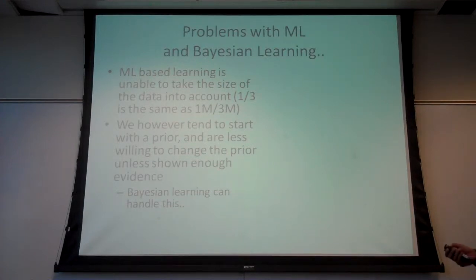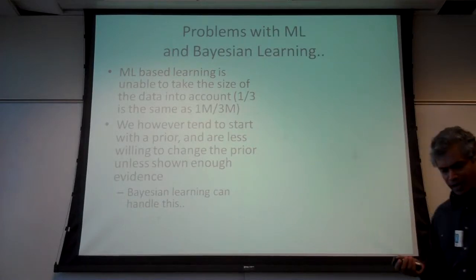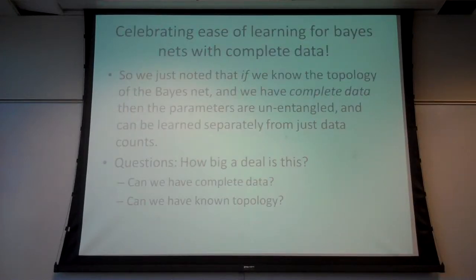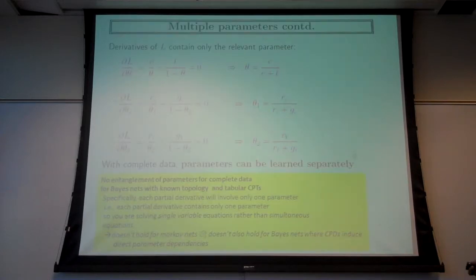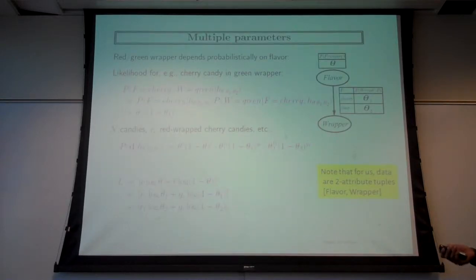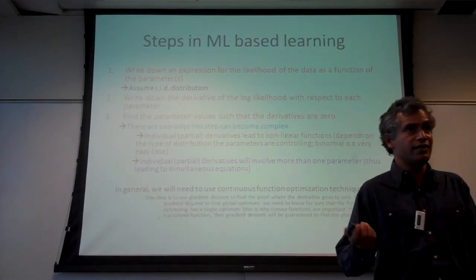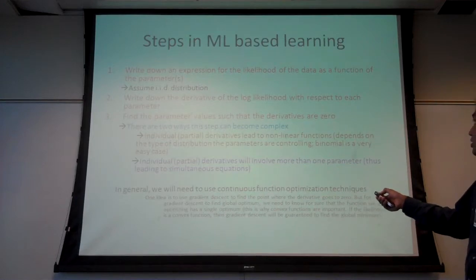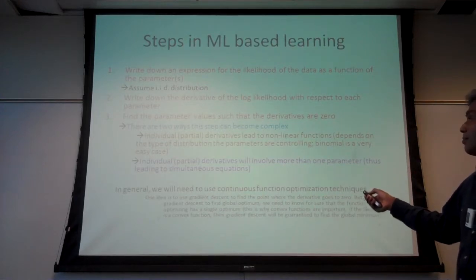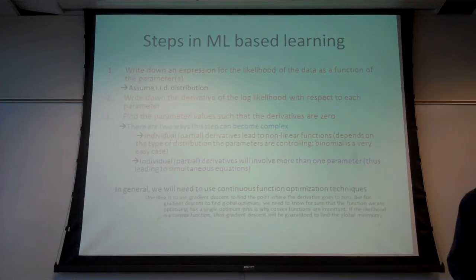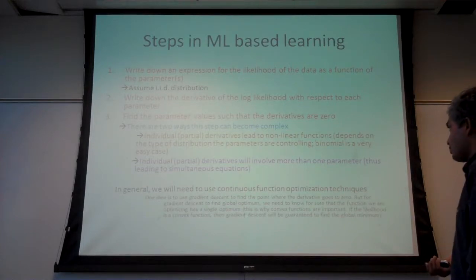So we talked about maximum likelihood-based learning last time, and we looked at both the discrete case, single parameter, and the discrete case, multi-parameter. The steps were: you write down the expression for the likelihood, you write down the partial derivatives with respect to the parameters, and you equate the derivatives to 0. In essence, what you're trying to do is find the maximum of the likelihood function. One way of doing that is to take the derivatives, equate them to 0, and find where they become 0, and that will give you the parameter values.